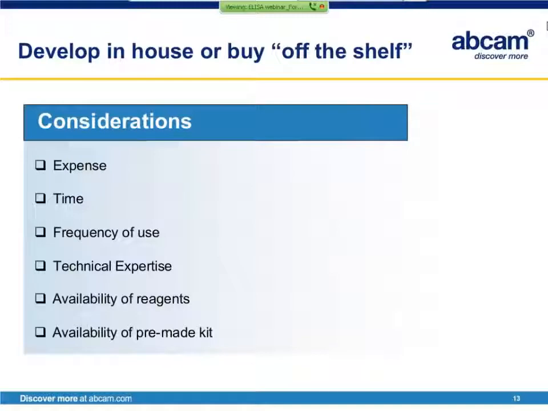Now, a major decision that you'll face after you've decided that an ELISA assay is what you need will be whether to develop the ELISA assay yourself or to go ahead and purchase a pre-made kit from a supplier. So I just wanted to walk you through considerations to help you make your decision. One thing to consider would be the expense. If you combine the cost of all the reagents you'll need to buy to put together your own ELISA, it will likely be substantially more than if you were to buy a single kit from a supplier.